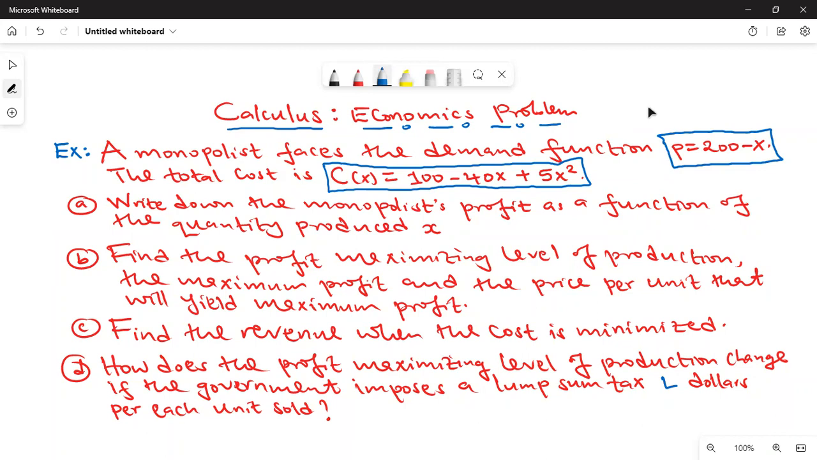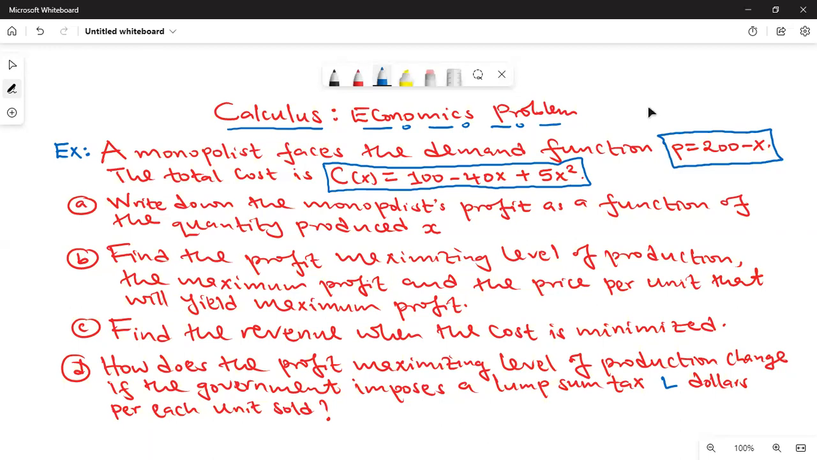Now we are asked in part A to write down the monopolist's profit as a function of the quantity produced X. In part B, we are asked to find the maximum profit, the profit maximizing level of production, and the price per unit that will give us maximum profit.